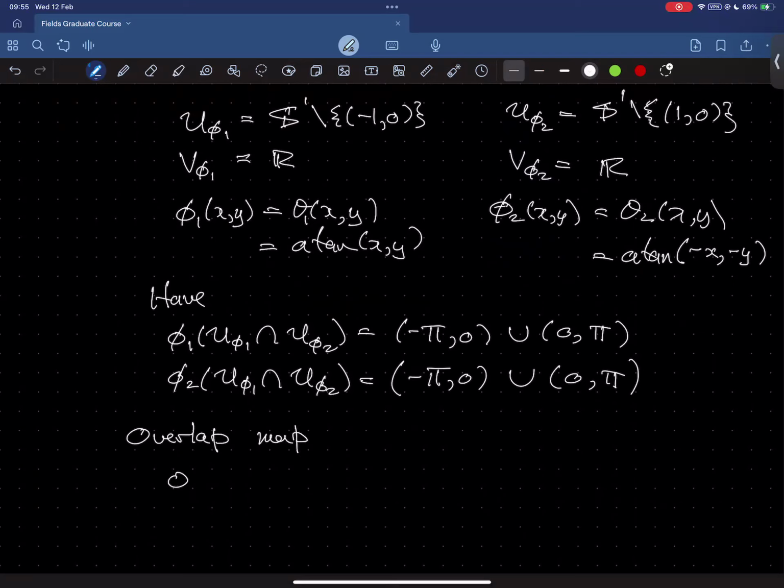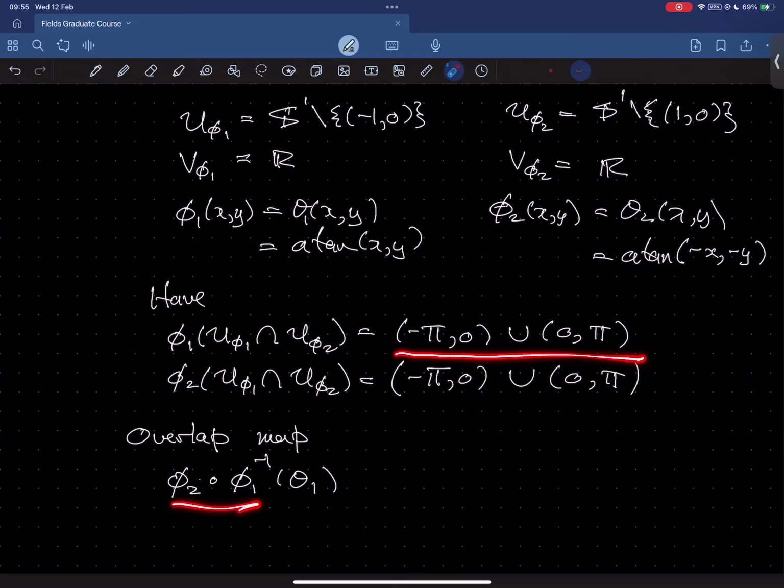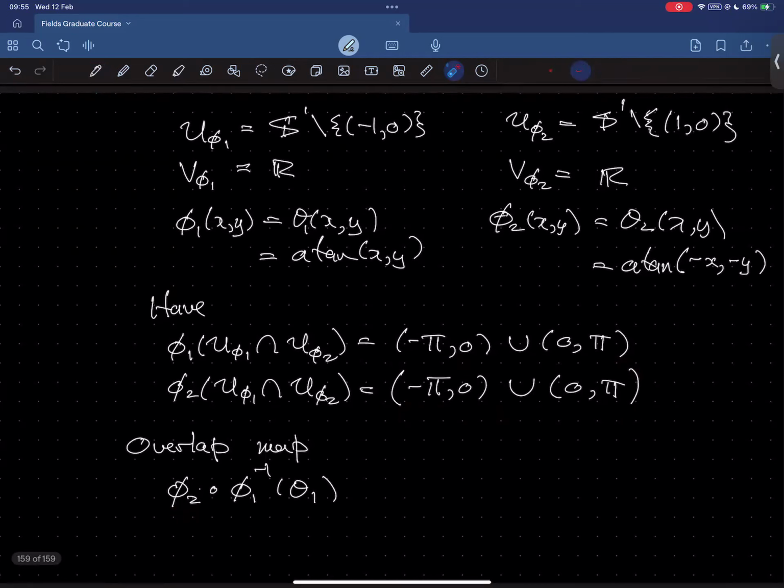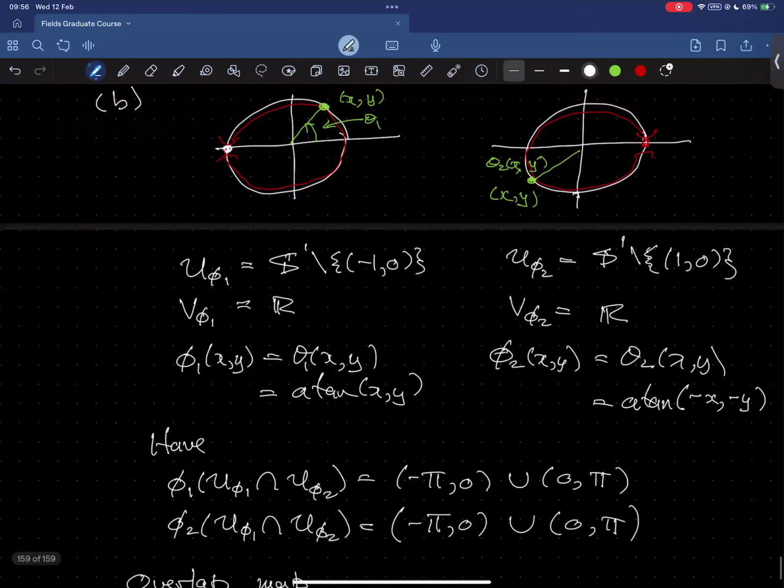Okay, so let me write down phi2 composed with phi1 inverse of theta 1. Theta 1 is going to be taking values in here, and then I'm going to map it to a point in here. Okay, so let's figure out what it is. What this does is it takes the angle theta 1 and returns the angle of the same point, but now as the angle theta 2. Let's see if we can correctly do this. I very frequently mess this up, but let's see if I can not do that.